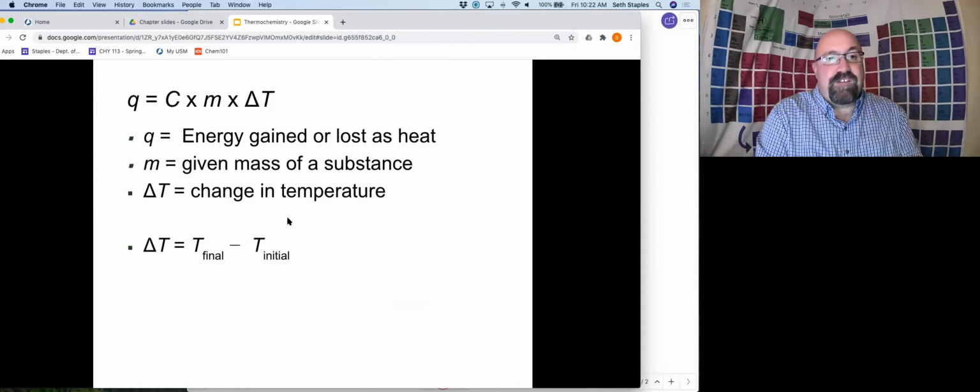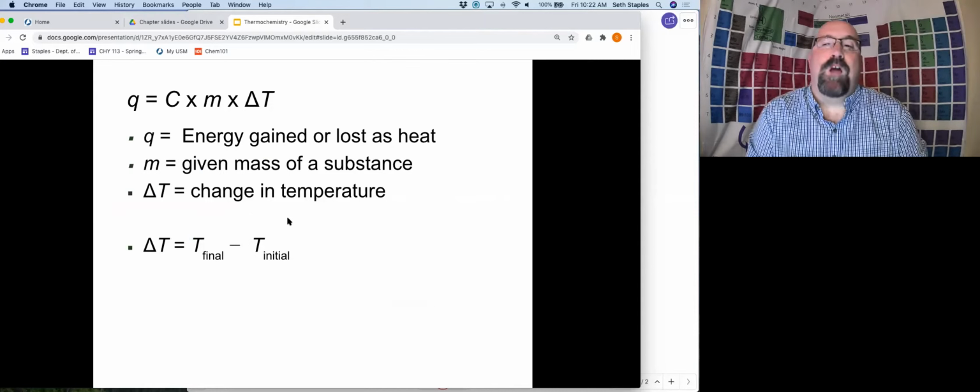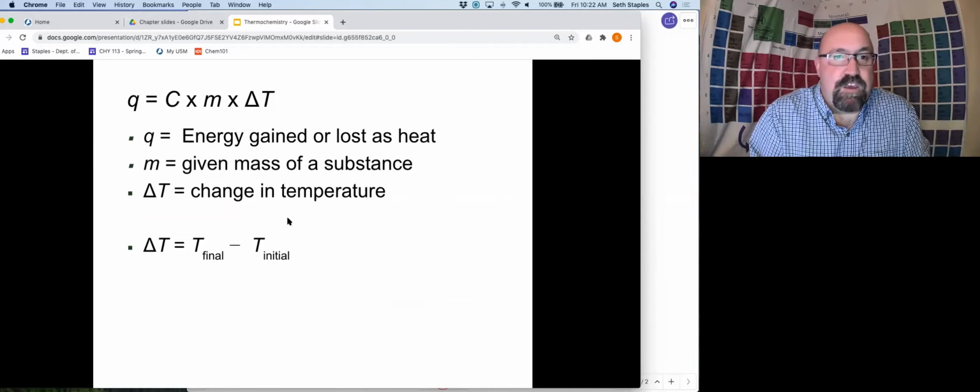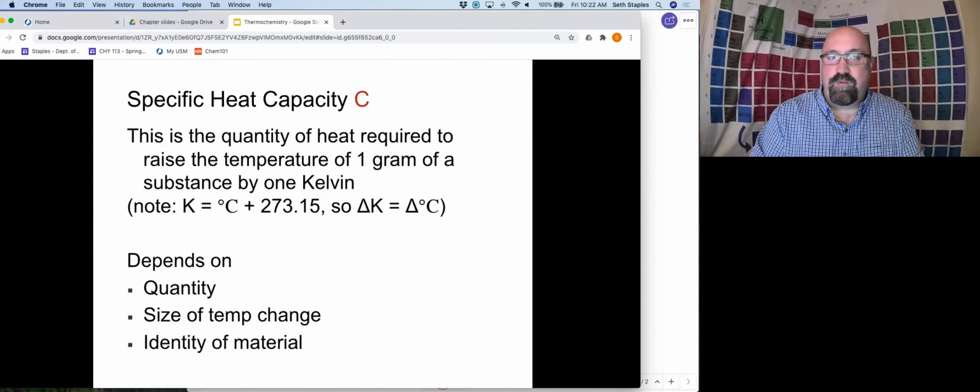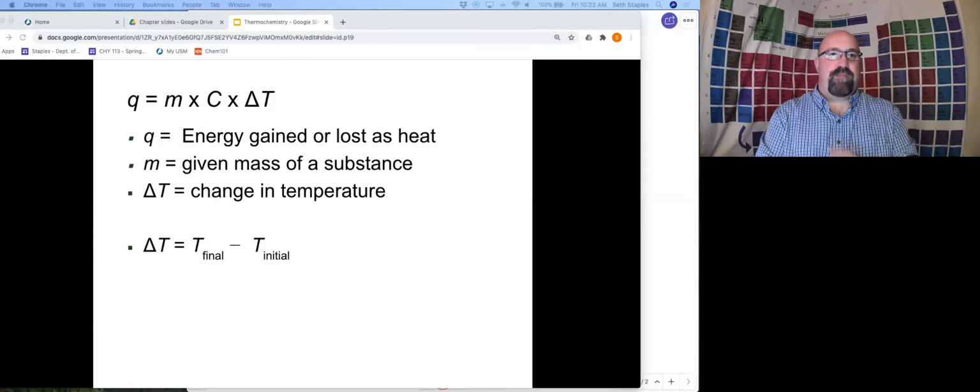We're going to use this equation right here a lot throughout this unit. Q equals mc delta T. I'm not sure why I have it rearranged like this. Usually I hear it in terms of mc delta T. In fact, I'm going to pause the video real quick to change that, because I definitely prefer mc delta T. So I'll be right back. There, that makes me feel better.